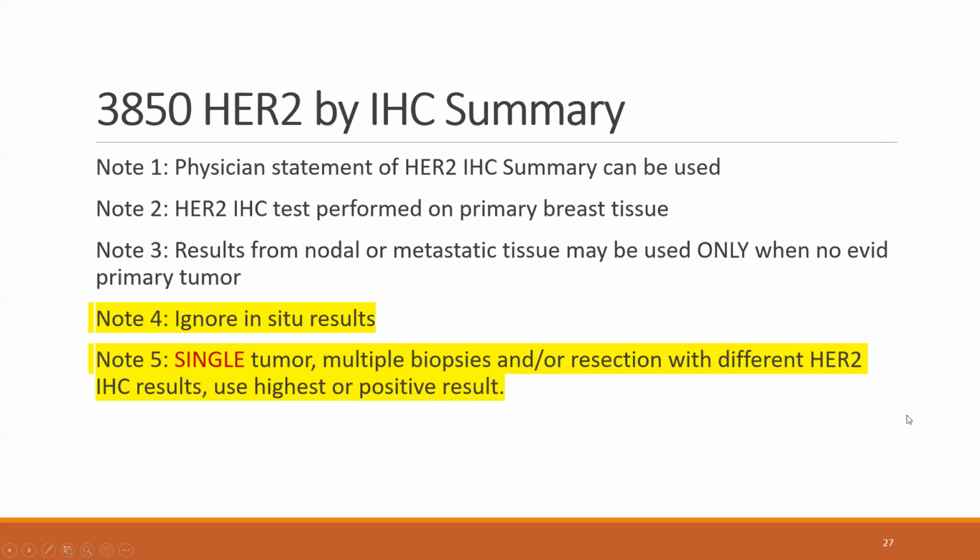So here's the HER2 by IHC summary. So there are going to be different HER2 tests. The first one that they're going to do is a HER2 by immunohistochemistry. This is performed on primary breast tissue, not the lymph nodes. You can use the results from nodal or metastatic tissue, but only when there's no evidence of primary tumor. That doesn't mean no residual. That means you have METs and they've defined it as a breast primary, but they cannot find a primary tumor in the breast.